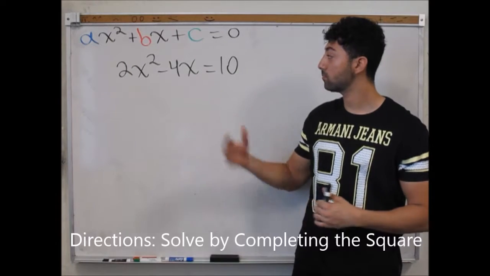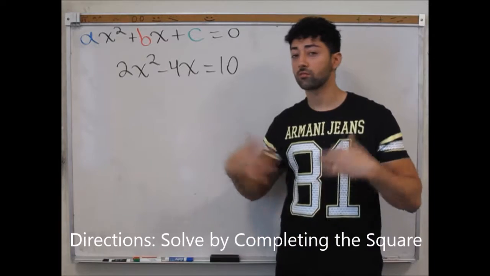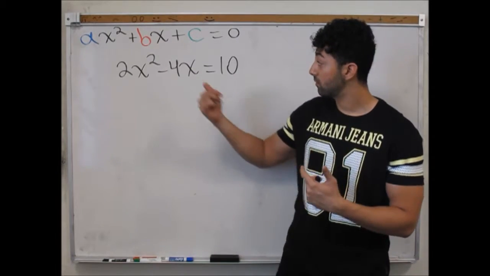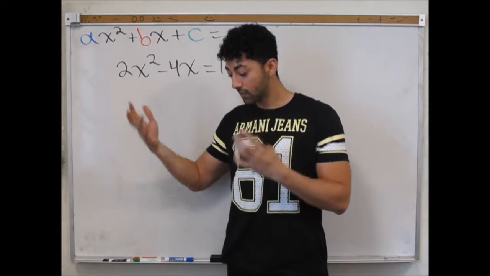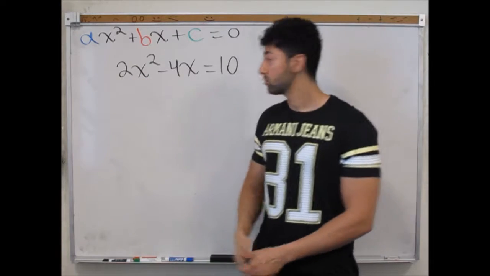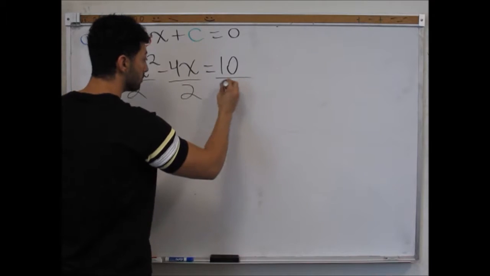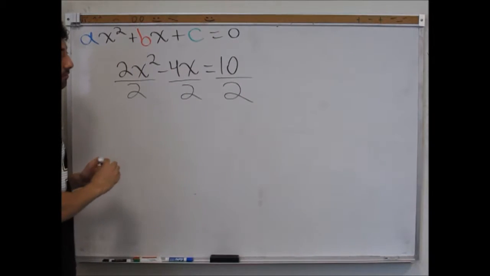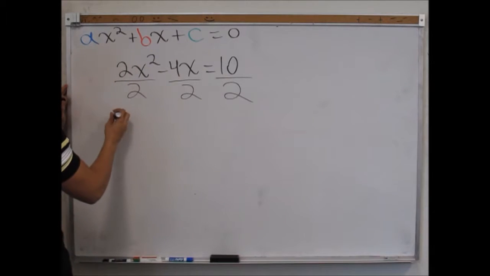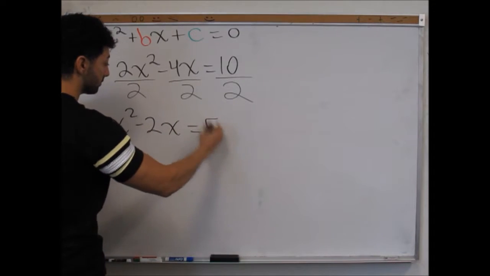Alright, so third example, I'm going to go ahead and do this one. So the first step and the directions for all of these are to solve by completing the square. So the first step was, if your leading term has a coefficient in front, you want to go ahead and divide that out first, which mine does. So divide everything by 2. I meant divide the whole equation for that first step when I said divide it out. So then we get x squared minus 2x equals 5.